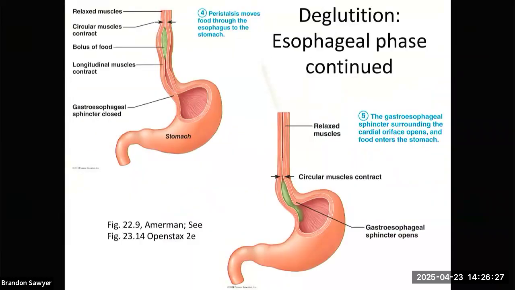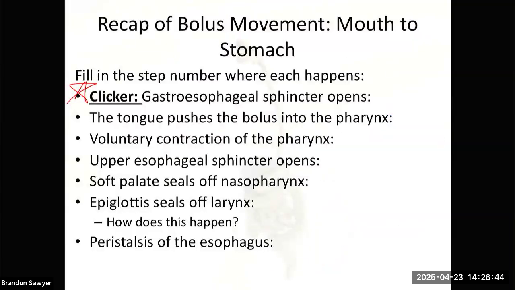Okay, and then let's go to the last part here. So esophageal phase continued, right? So peristalsis moves it all the way down. And then we get to the bottom part where we need to open up the gastroesophageal sphincter to get the food into the stomach. That part's all uncovered there, so I don't have to uncover those. So when does the gastroesophageal sphincter open? That's the last step, right? That's when it's happening.